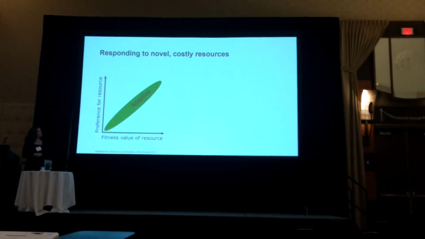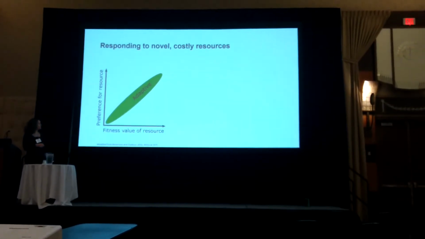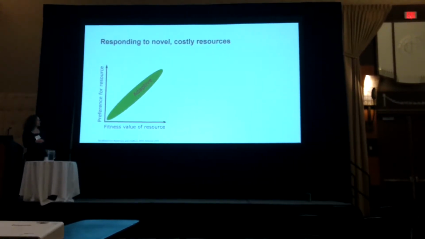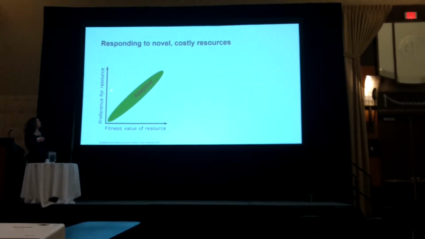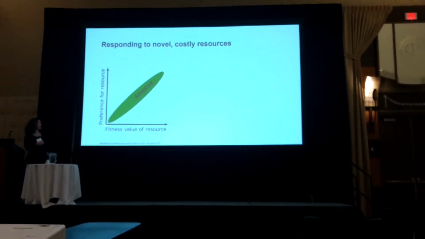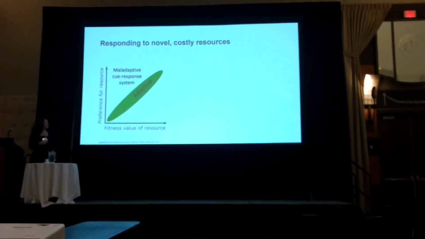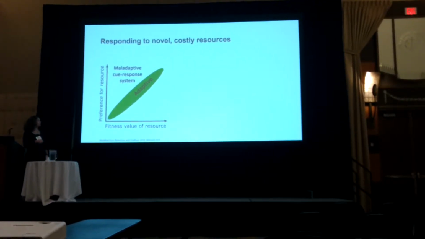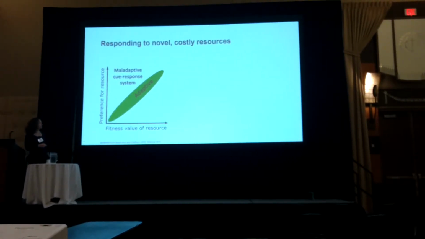So if we were to visualize these maladaptive or potentially adaptive interactions with resources and the preference that an individual should have for a resource, we expect that resources of high value should be associated with high preference, and the reverse. Our maladaptive cue response system falls up here, with above average preference for low value resources. And this imposes some selection pressure on the population.